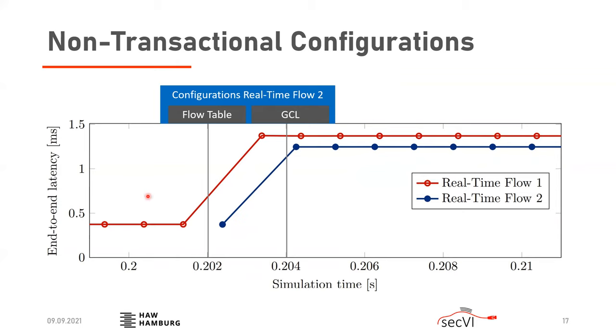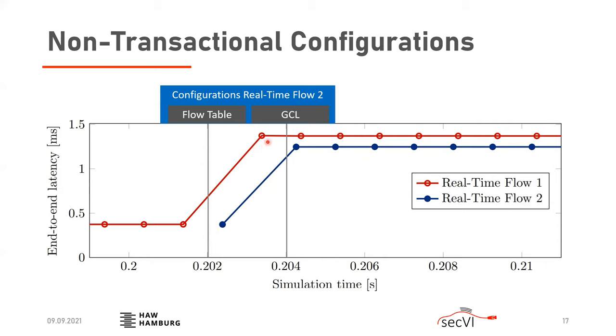And the time frame we are observing is when we install the second flow. So you can see the first modification we do is we add the flow to the switch's flow table. And by the way, each dot on the line represents a packet that will be sent. And as we can see, the first packet from real-time flow 2 has the same latency as real-time flow 1 before we did the modifications.